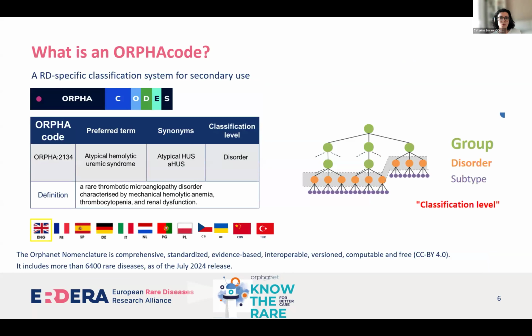That is why what we offer is a specific rare diseases classification and nomenclature system for secondary use. That is what we call Orpha codes. Orpha codes are terminologies that are composed of several elements. For each rare disease in Orphanet, we always have a set of elements, the first being the Orpha code, that is always written in this way: Orpha, colon, and then the code.